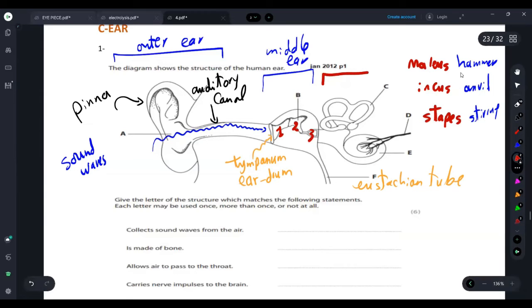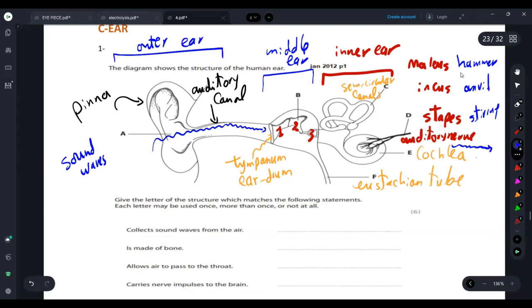Then the last portion of the ear is the inner ear. In the inner ear, we have two main structures. Structure E here, which is the cochlea, and we have canals, semicircular canals. Mister, what about D? D is a nerve, named the auditory nerve. Of course, you can guess that if you continue the journey, you find the brain on that side.